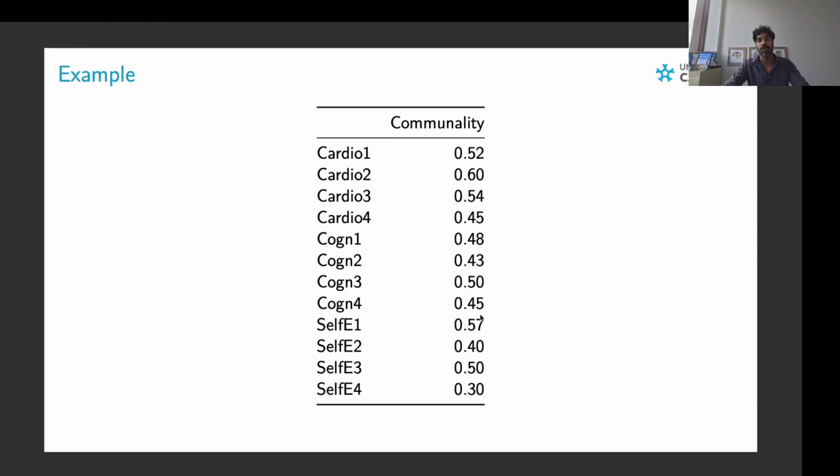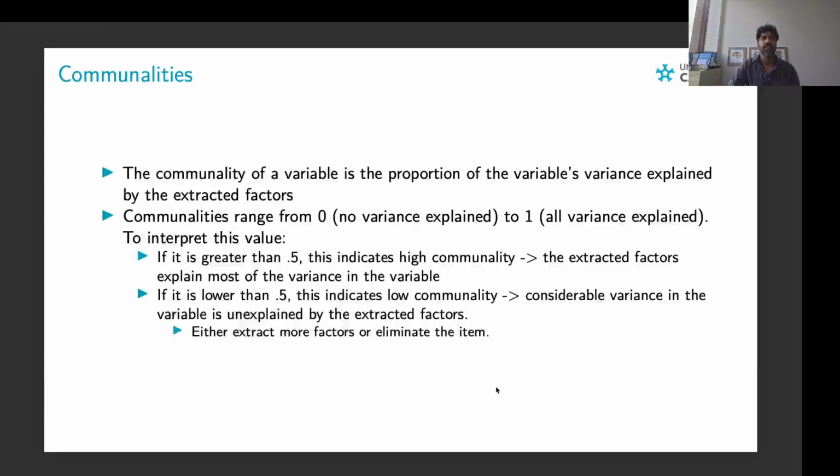So here's an example of communality. So here is our simulated data, which has our 12 items of the cardiometabolic measures, cognitive measures, and self-efficacy measures. And we can see of the 3 factors we've extracted, the variance in cardiometabolic question 1 was 52% accounted for, 60%, right? And so you can see throughout this, you can see all the variance accounted for in each of these items. What's interesting to me is this self-efficacy 4 item, which has about 0.3 that's accounted for, right, in the communality.